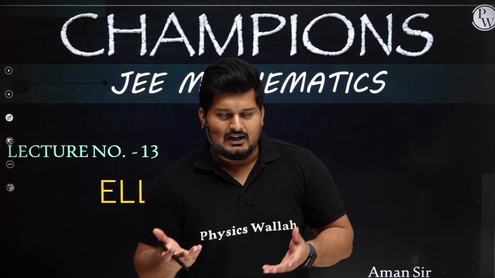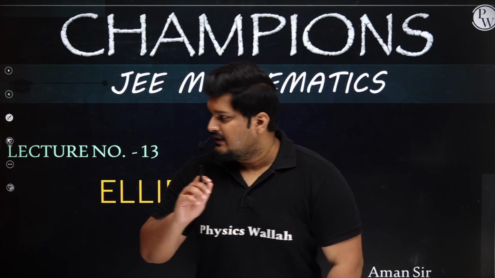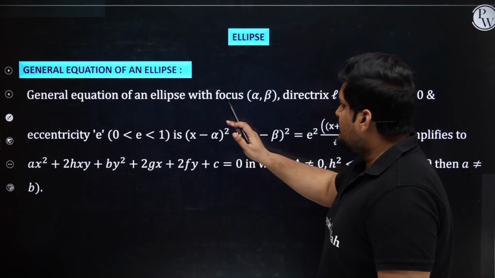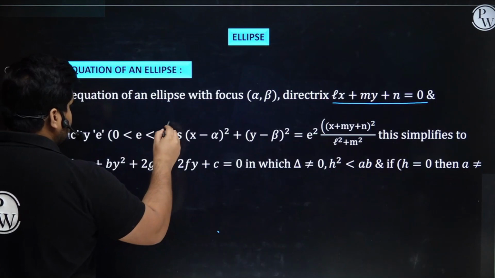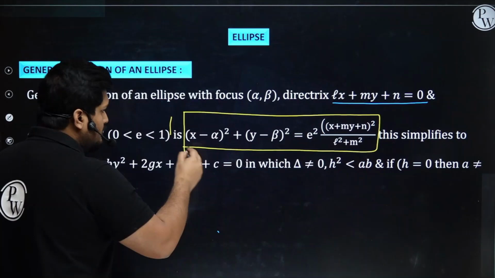Okay, so starting now. This is the definition of ellipse, the general equation of ellipse with focus alpha beta and eccentricity E, with directrix given by Lx plus My plus n equal to 0, is given by this. So this is basically the common relation PS by PM equal to E. This is the general definition of a conic, PS by PM equal to E.